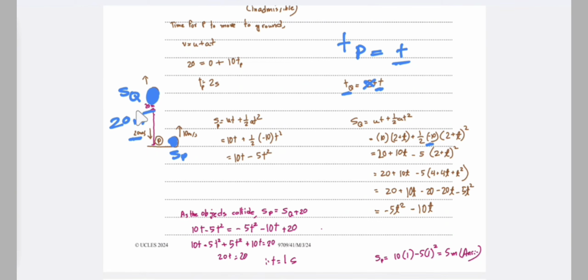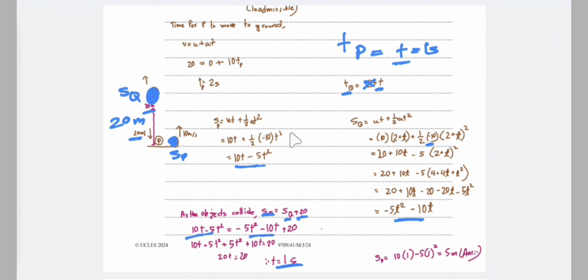So SP is equal to 20 meter, that is the difference in height, plus the additional distance traveled by Q. So if we equate this, we find the value of time, that is 1 second. So the next collision occurs when time t is equal to 1 second.